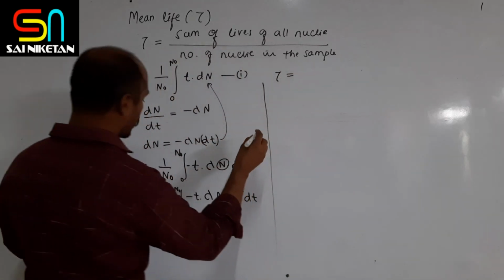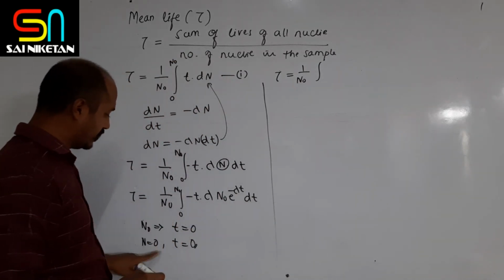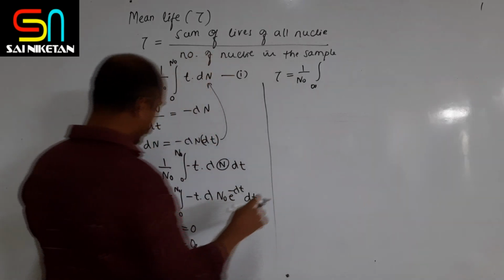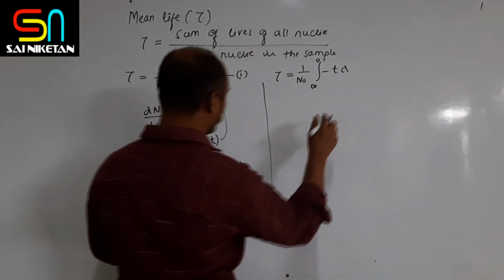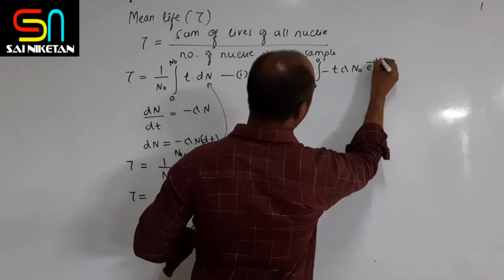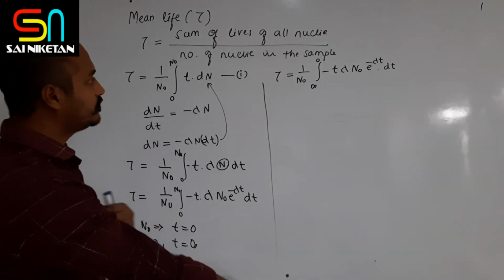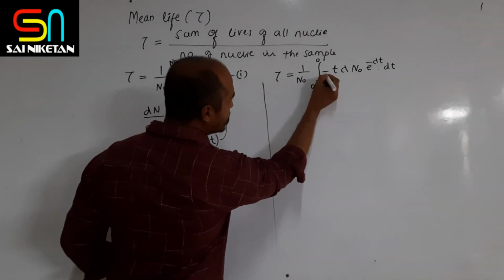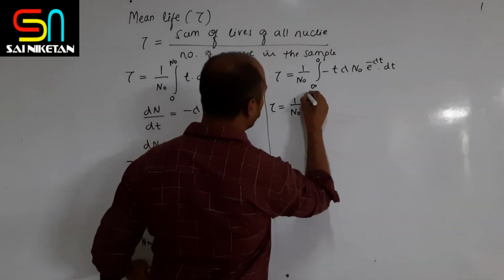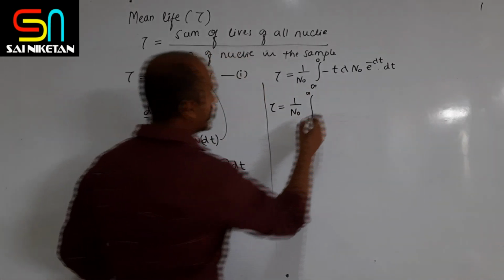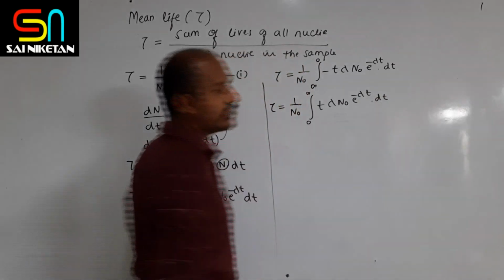So tau is equal to 1 by n naught, integration with the upper limit infinity and lower limit 0, of minus t lambda n naught e raised to minus lambda t dt. If I remove this negative sign, then the limits will reverse: infinity will go to the upper limit and 0 to the lower limit. Then it becomes t lambda n naught e raised to minus lambda t dt.